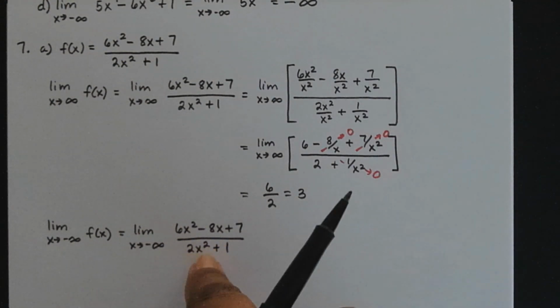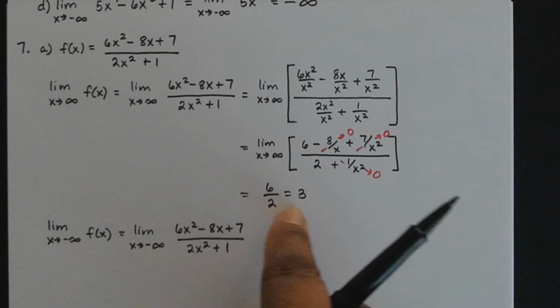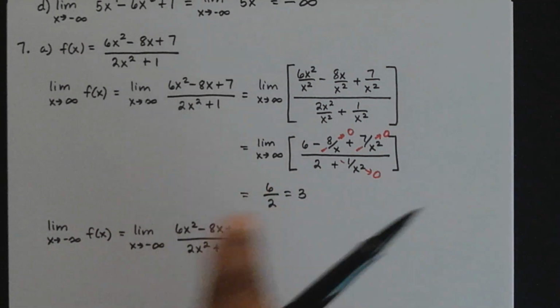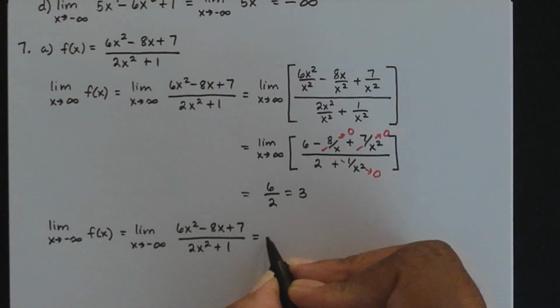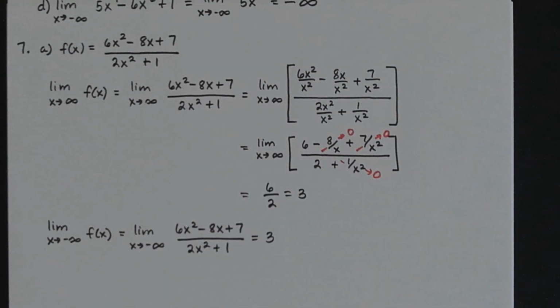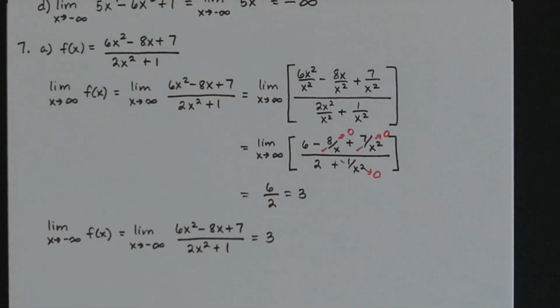go through dividing every single term in the numerator and the denominator by that x squared, I'm going to end up getting the same thing after taking the limit. So the limit as x approaches negative infinity of this function will also be 3. Because I know the fact that as x approaches negative infinity, these terms right here will be going closer and closer to 0. So as x approaches negative infinity, the limit of that function will be 3.